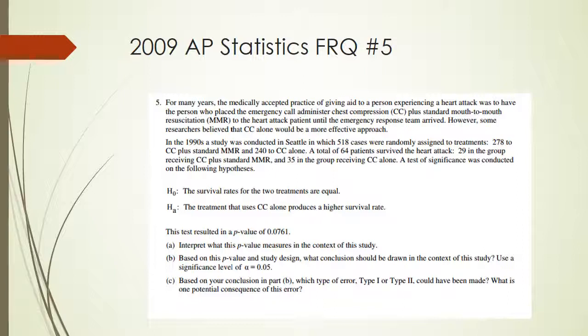So the question for part A is asking us to interpret this p-value in the context of the study. Part B is saying that based on this p-value and study design, what conclusion should be drawn from the study? And we are to use a significance level or an alpha level of 0.05. And for part C, based on the conclusion of part B, which type of error, type 1 or type 2, could have been made, and what is the consequence?